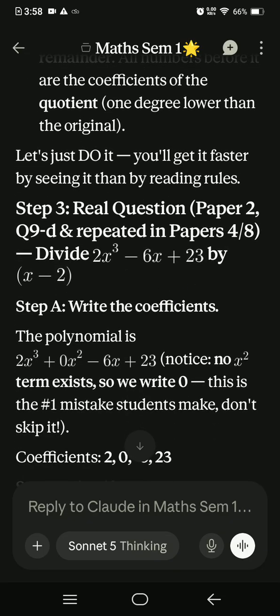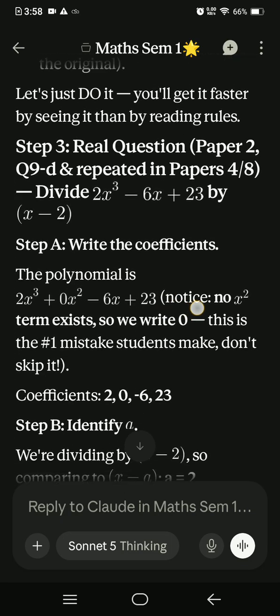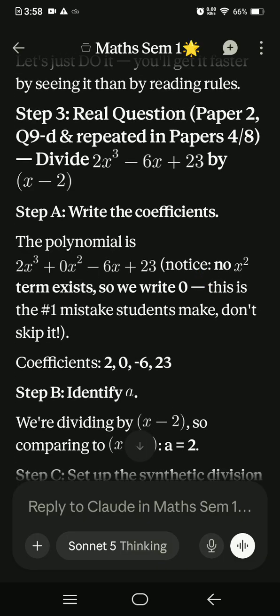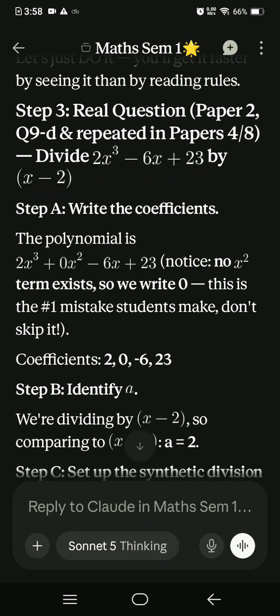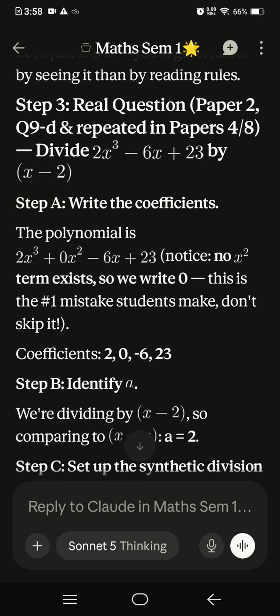Real question. This is repeated in paper 2 and repeated in paper 4. No, paper 2 question 9D and paper 4 question 8. Repeated 3 times, I guess. Anyway, we need to divide this polynomial by this polynomial. This is degree 3 divided by degree 1, so the quotient would be of degree 2.